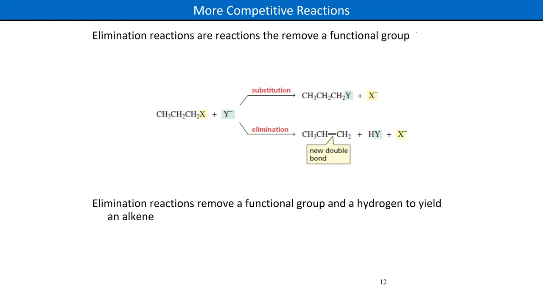So elimination reactions: the net result of an elimination reaction is, instead of a substitution where you put a new nucleophile and attach it where the old nucleophile was, or maybe there was a rearrangement, in elimination you remove your leaving group and then you also remove a hydrogen from an adjacent carbon. Because if your leaving group is leaving and bringing electrons with it, and you have something that can take a proton, an H plus, off of an adjacent carbon, that leaves an extra pair of electrons on the adjacent carbon.